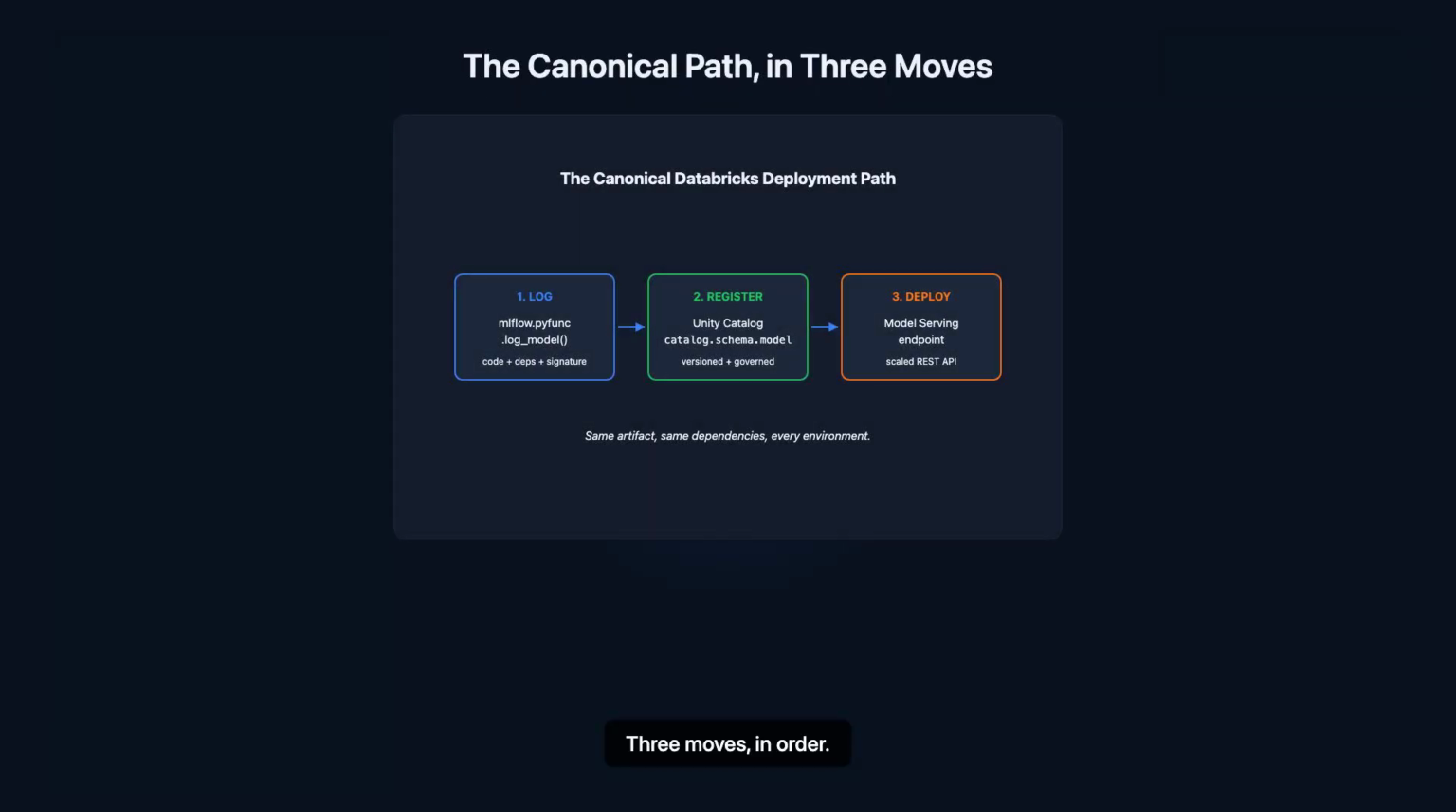3 moves, in order. First, you log the model with mlflow.pyfunc.log_model. This captures the code, the dependencies, and the signature as a single artifact. Second, you register that artifact to Unity Catalog using the 3-level name, catalog.schema.model. That's where versioning and governance live. Third, you deploy that registered version as a model-serving endpoint, which gives you a scaled REST API with autoscaling and request validation built in. Same artifact, same dependencies, every environment. That's the whole pattern.